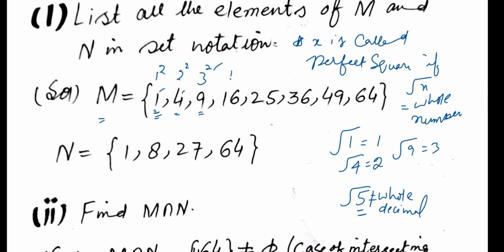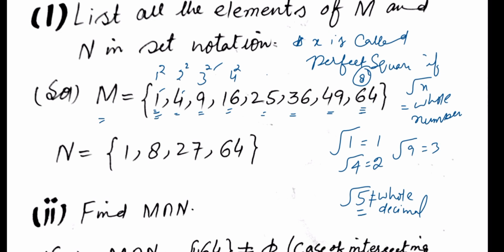Next, what is the square of 4? The square of 4 is 16. So the next perfect square is 16. Similarly, you can write all of those elements. 5 squared is 25. 25 is also a perfect square. 6 squared is 36. So 36 is also a perfect square. 7 squared is 49. 49 is a perfect square. And 8 squared is 64. So 64 is also a perfect square. 8 is not a perfect square; its answer, 8 squared, is a perfect square.